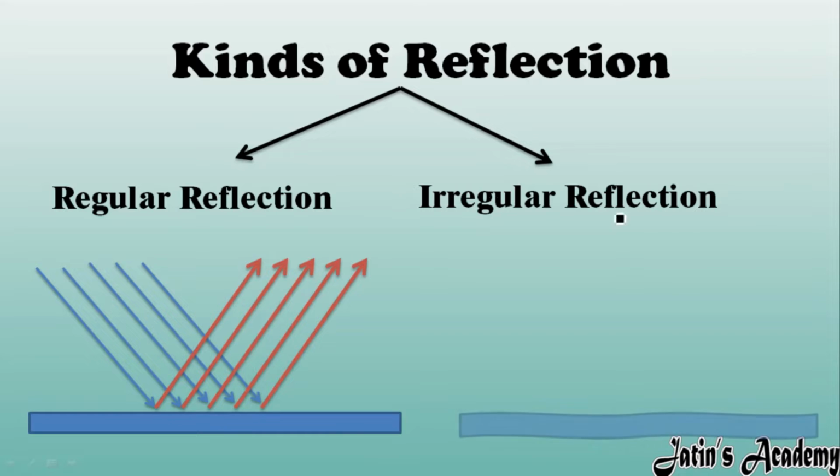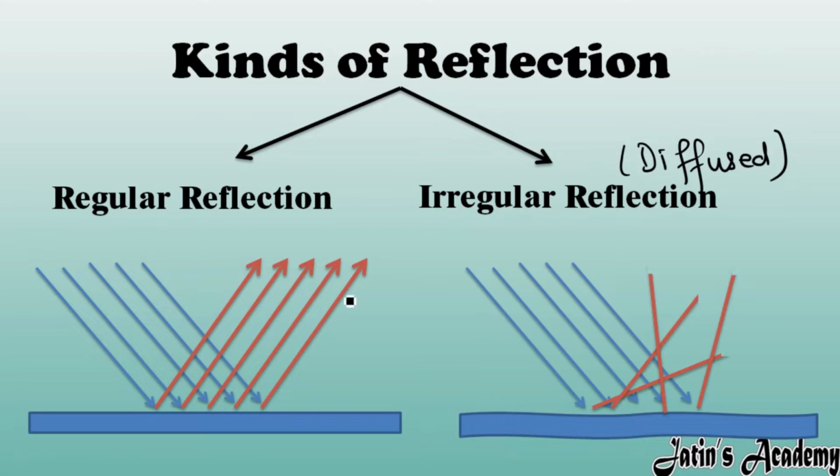Now see the irregular reflection. In an irregular reflection, firstly we are having an irregular surface. Irregular reflection you can also say diffused reflection. The other name of irregular reflection is diffused reflection. So here in irregular or diffused reflection, we are having the irregular surface. When a parallel beam of light is incident on an irregular surface, that parallel beam of light will not reflect back in a parallel way, like in this case.